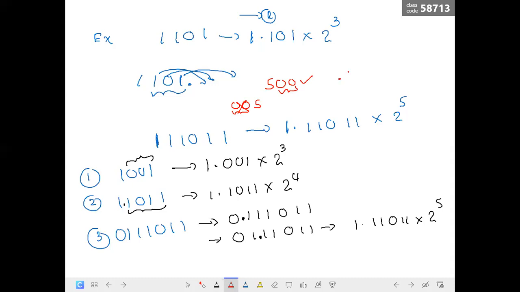For the fractional parts, if zeros are there before a whole number, the value is there, right? But in a fractional part, if you find zeros after a whole number, then the value is not there.